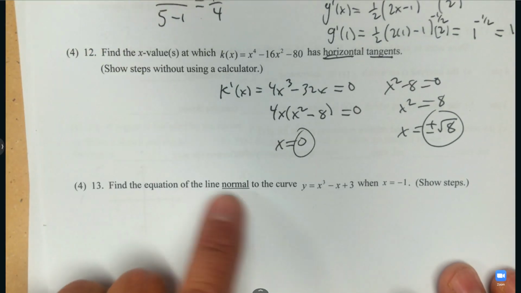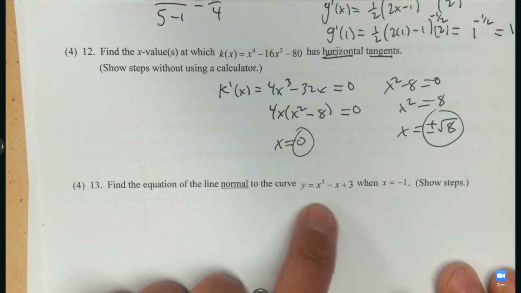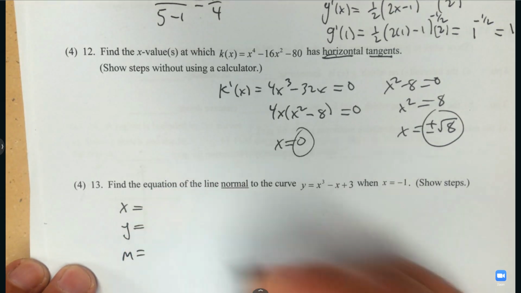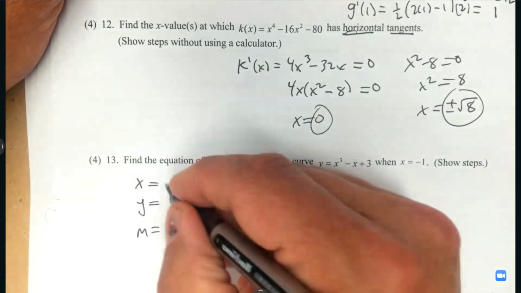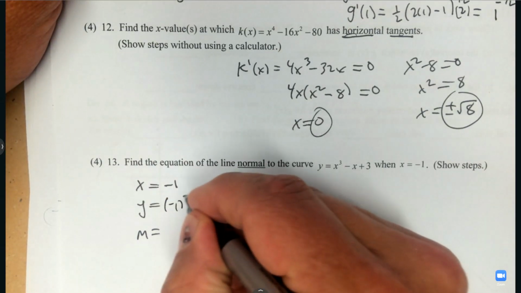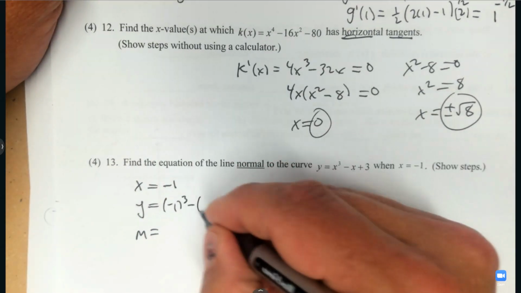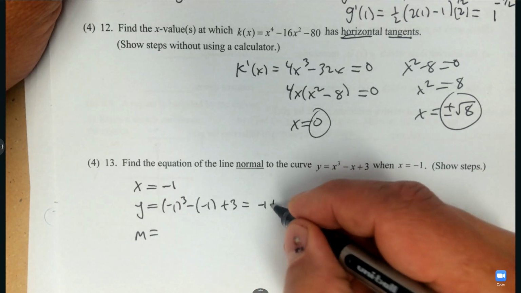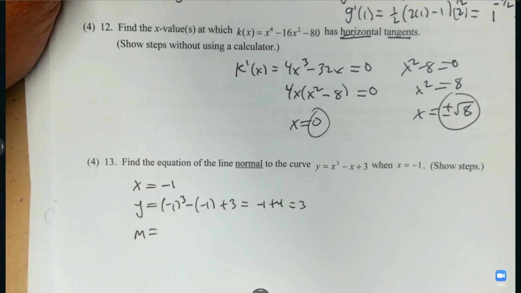All right, find the equation of a normal line to this. For a line, we need to know the x and y coordinate. The x is negative 1. To find the y, you plug in negative 1 and solve it. So that is negative 1 plus 4. That's 3.